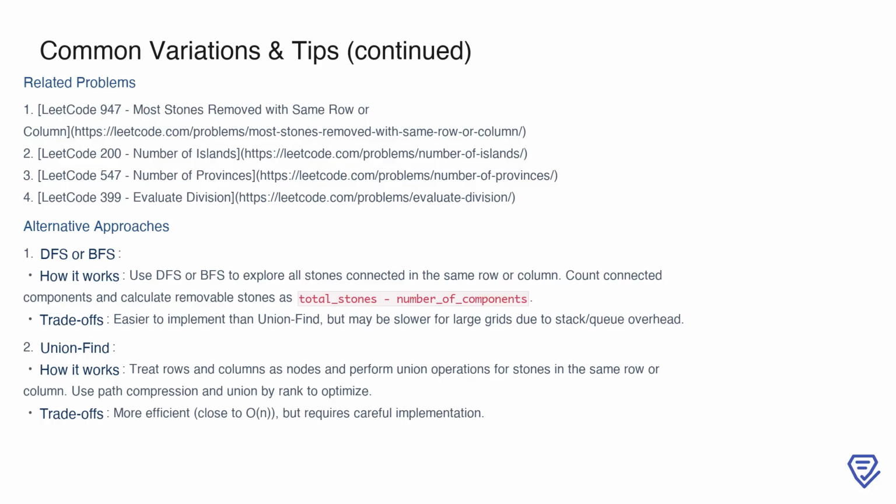Another option is union find. This method treats rows and columns as nodes and performs union operations for stones that share the same row or column. When optimized with path compression and union by rank, union find achieves a nearly linear time complexity, making it more efficient for larger problems. However, it requires careful implementation to avoid common pitfalls.